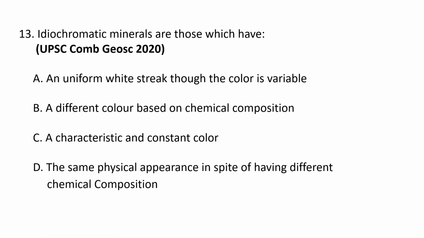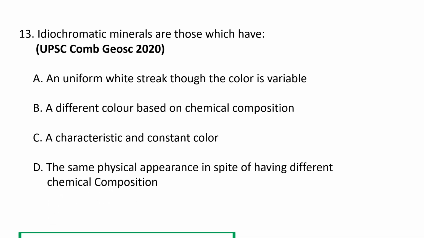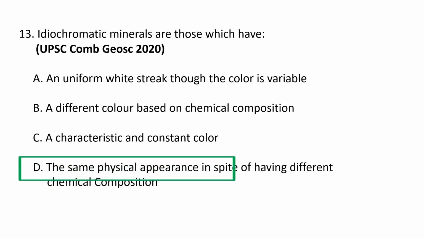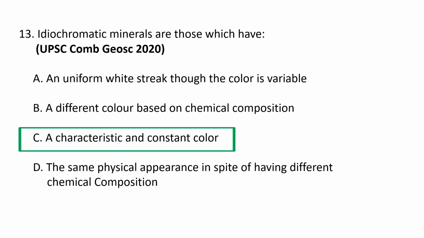So idiochromatic minerals have a characteristic and constant color, like gold and silver. Gold is yellow and silver is white, like that. So idiochromatic minerals are those which have a characteristic and constant color. These are also known as self-colored due to their composition, and this color is the constant and predictable component of the mineral.